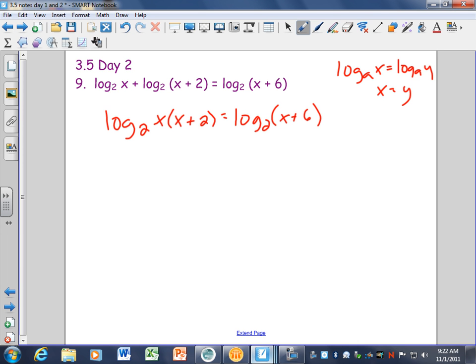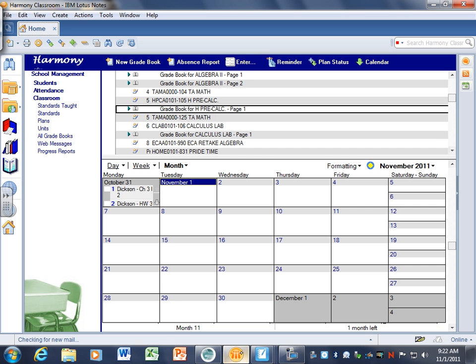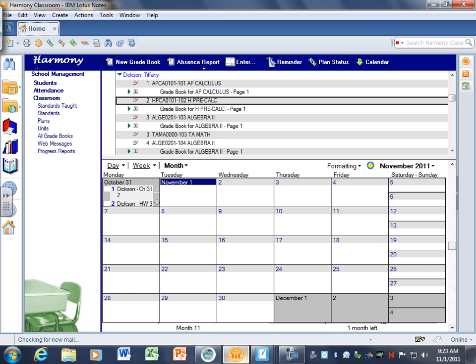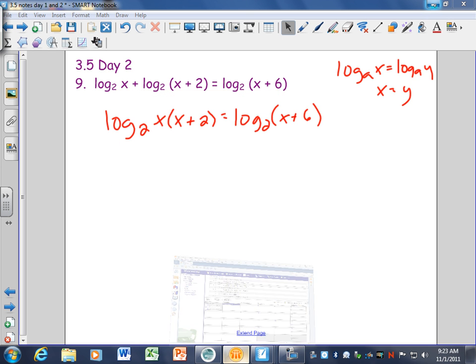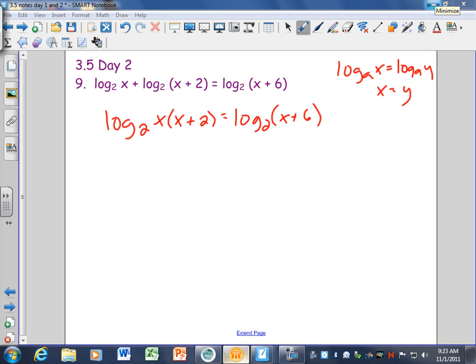Now you can use this property. So you want to set these two equal to each other. Is it okay if I multiply this and get x squared plus 2x equals x plus 6?